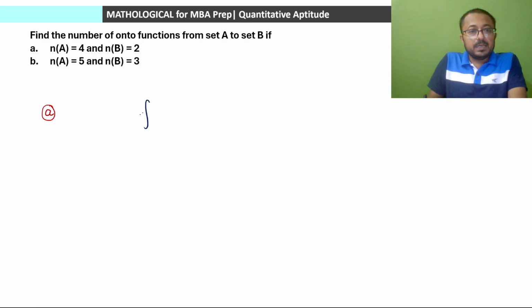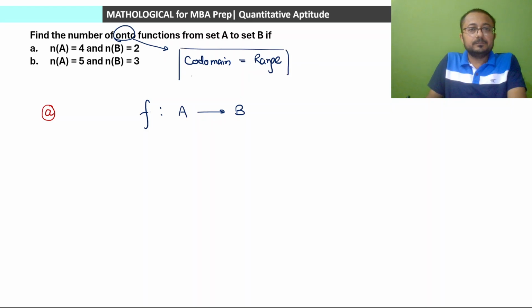So we have defined a function from set A to set B, and that function must be an onto function. And in case of onto function, our codomain is equal to range. Range is not a subset, but range and codomain are equal. So all the elements of that codomain must be covered. Okay? So let us say set B has 2 elements, 1 and 2, and set A has 4 elements, 1 2 3 and 4.